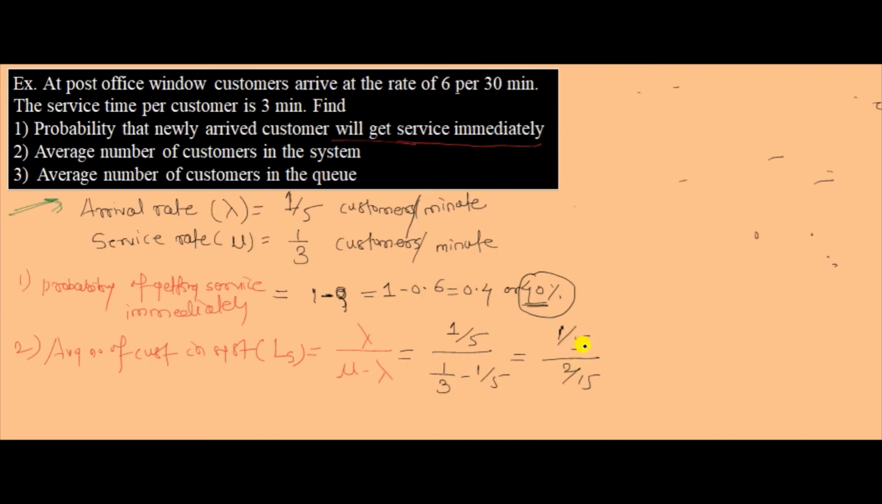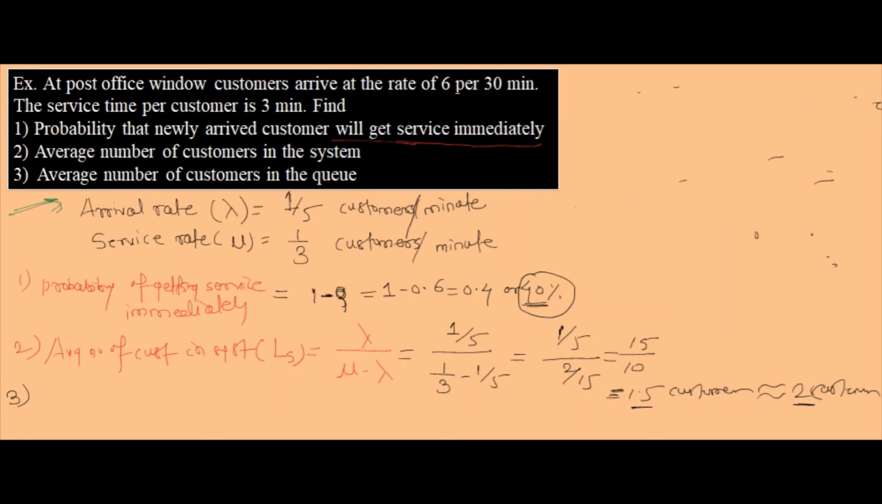Once we make this, it will be 15 divided by 10. So around 1.5 customers, approximately equal to 2 customers. So 2 or 1.5 is the answer. Now the third one.